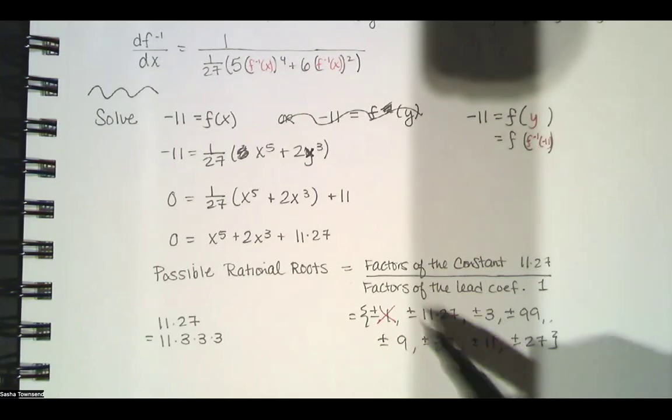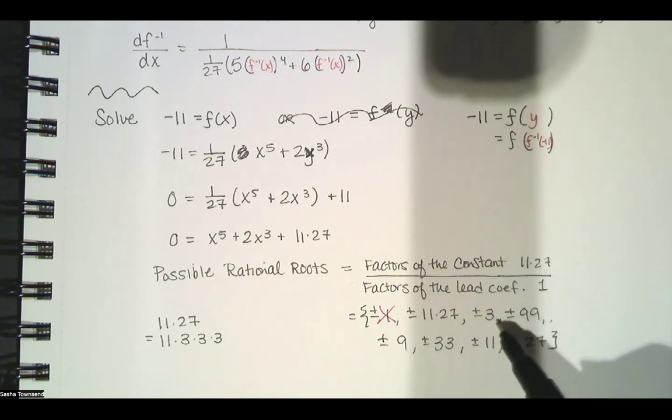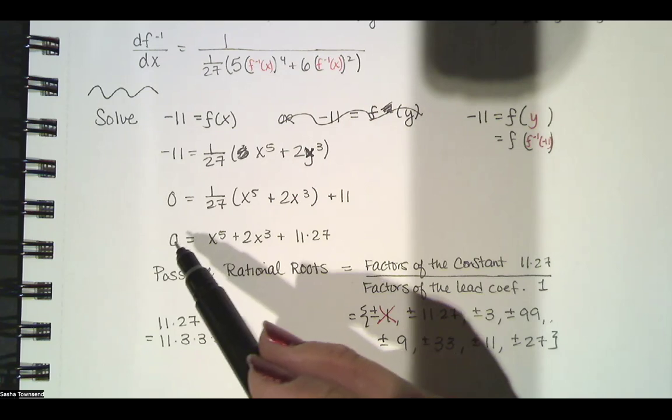So you say, okay, well, let's go to the next integer. Let's try plus or minus 3. And then you say, well, I don't want the positive 3 because I know I won't get a 0 if I substitute in positive 3.